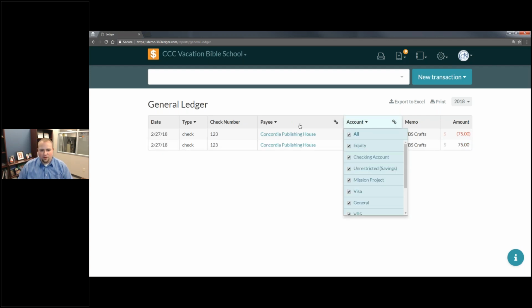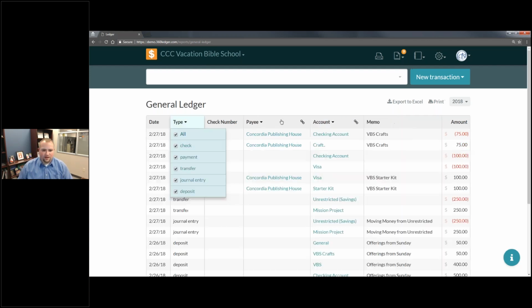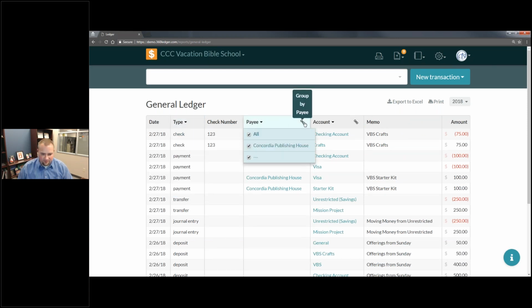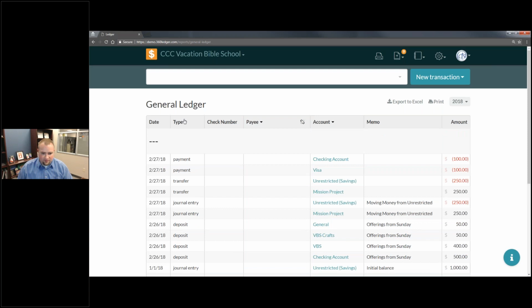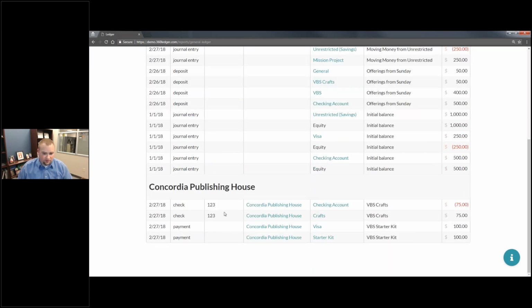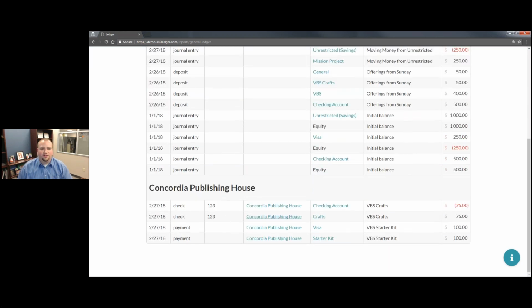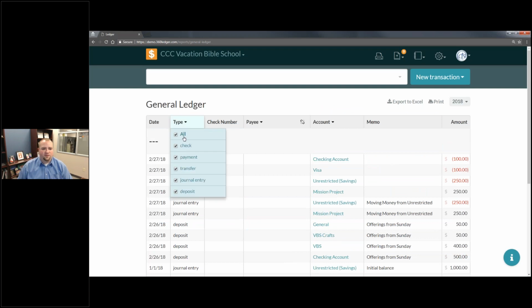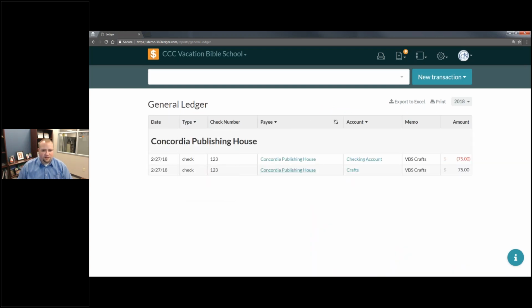You could do all, and maybe you want to do all transactions, but group it by payee. You could click this little group button, and it would show you all of the ones that have no payee and all of those that are CPH, and show all those transactions. And you could group it more and say, okay, just show me my checks to Concordia Publishing House from my checking account. And there you have it. So it's a great way to filter and get down to information that you're looking for.